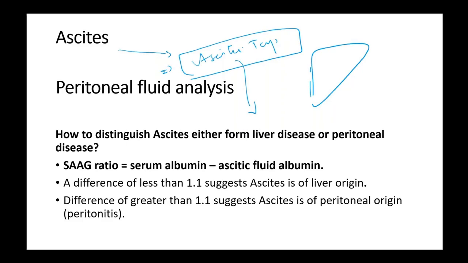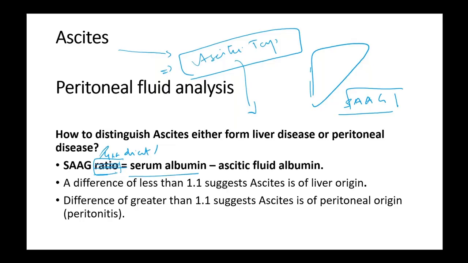So for that, you need to calculate SAG. I would not say ratio here. This is not a ratio. This is gradient. You should correct that. This is a SAG gradient. So serum ascites albumin gradient.